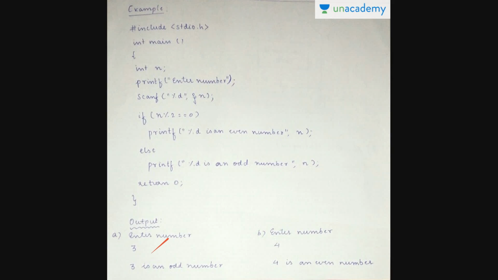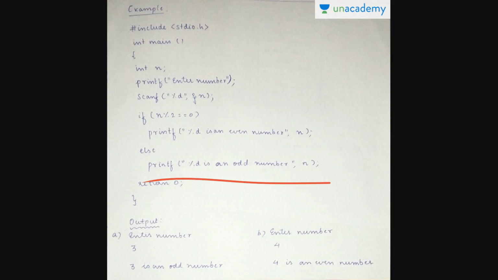So 3 mod 2 is 1. So the remainder is not 0 and it is an odd number. See, if n mod 2 equals 0, then it is an even number. But here the condition n mod 2 equals 0 is proved to be false. So we are moving on to the else part and we are printing that 3 is an odd number.